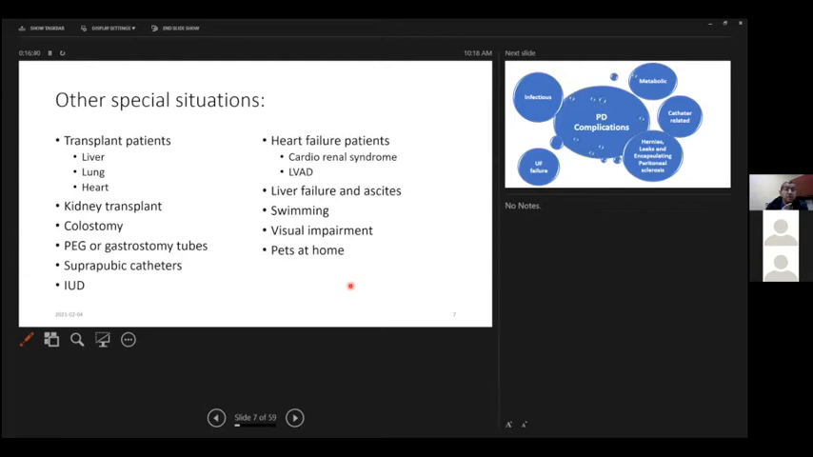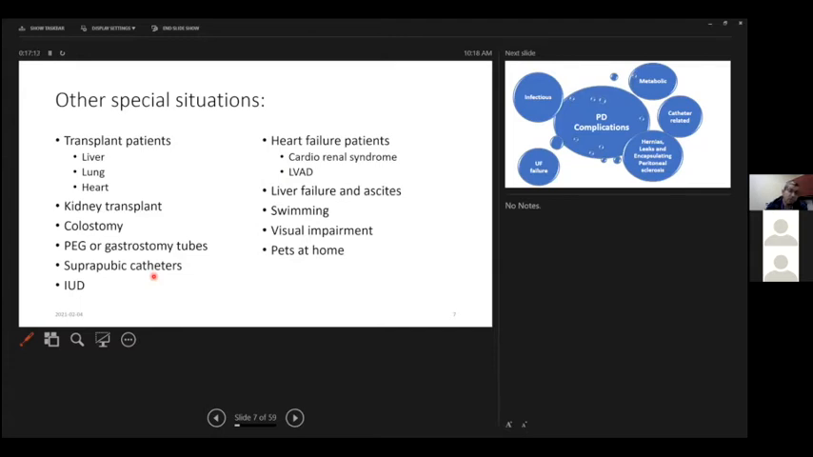Okay. The same holds true for PEG or gastrostomy tubes. If the patient has a gastrostomy tube which is well established, everything is healed, then you can do peritoneal dialysis. It's not an issue. But if the patient is on peritoneal dialysis and wants to get a gastrostomy tube, you're going to get problems. Suprapubic catheters shouldn't be a problem because they are actually extraperitoneal, as there is a reflection of the peritoneum which goes above the bladder, so it shouldn't give rise to any peritonitis.